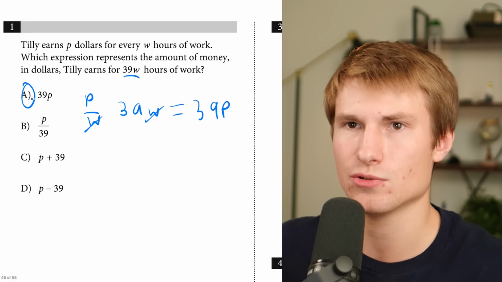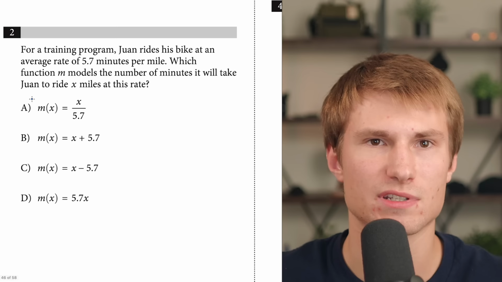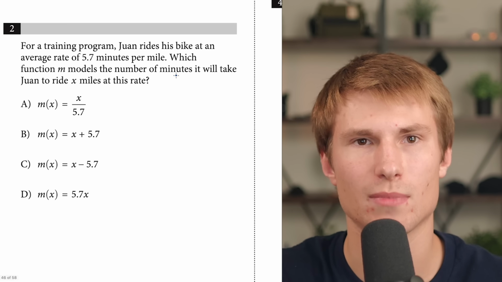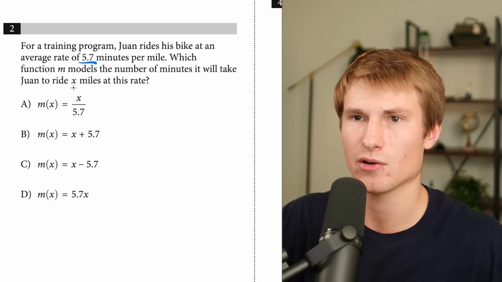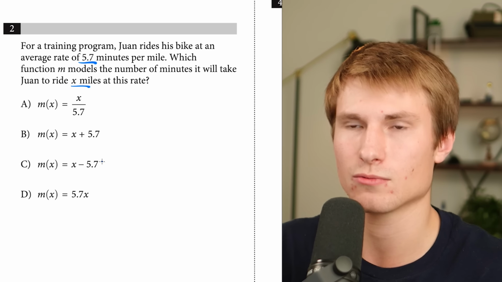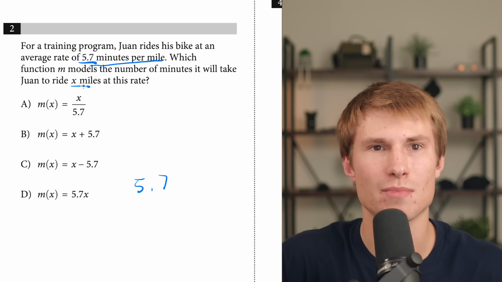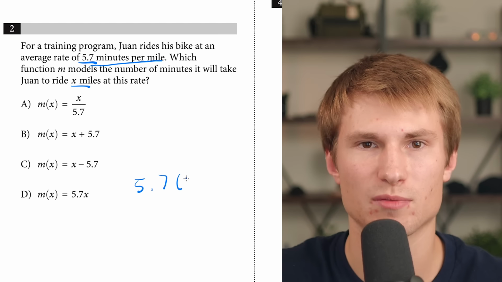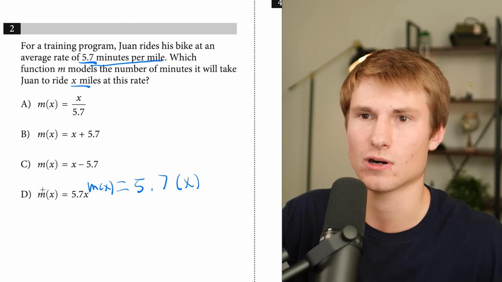Moving on to question 2 now. For a training program, Juan rides his bike at an average rate of 5.7 minutes per mile. Which function M models the number of minutes it will take Juan to ride X miles at this rate? Okay, so we don't know the amount of minutes it takes him to ride X miles. Well, we know that he's riding at an average rate of 5.7 minutes per mile. So if we take 5.7, we know X is the amount of miles that he's riding. So minutes per mile times number of miles gets us his total number of minutes, M of X. Therefore, the answer there has got to be D.